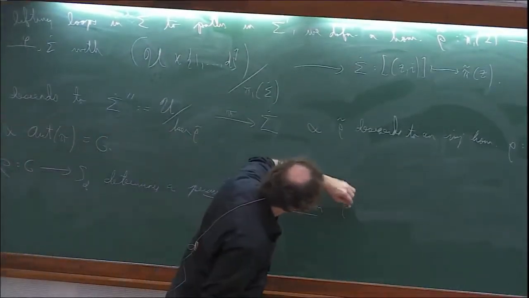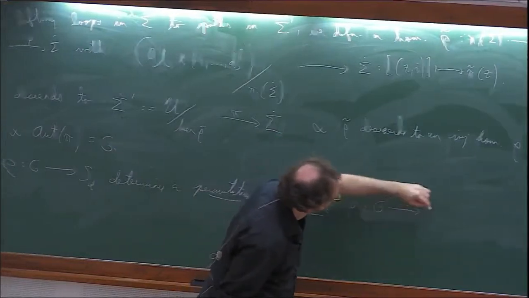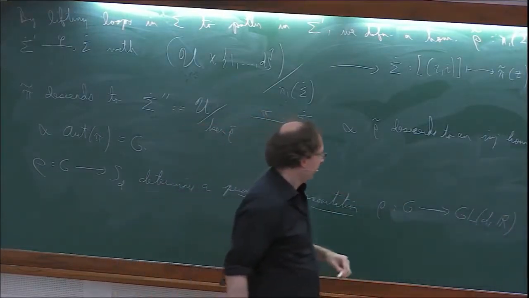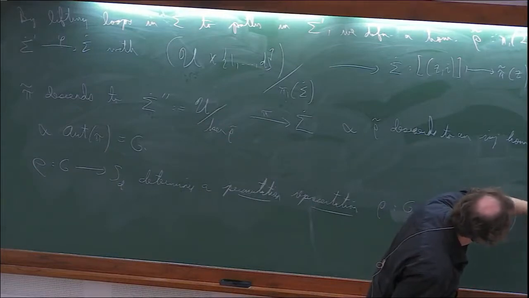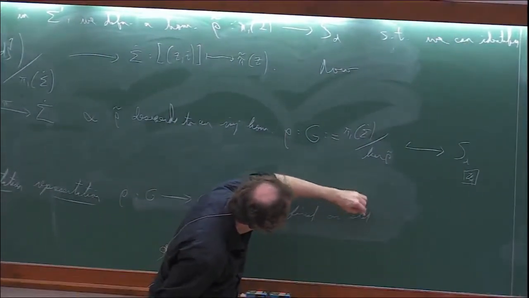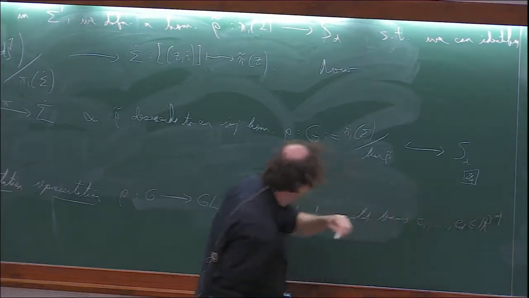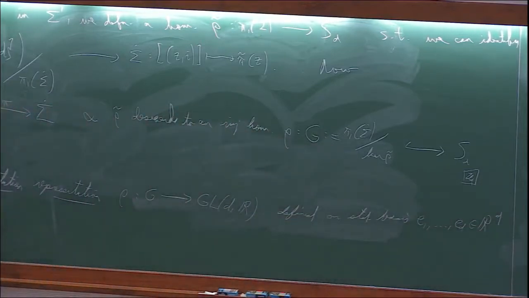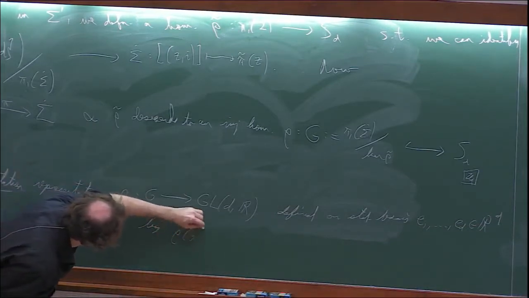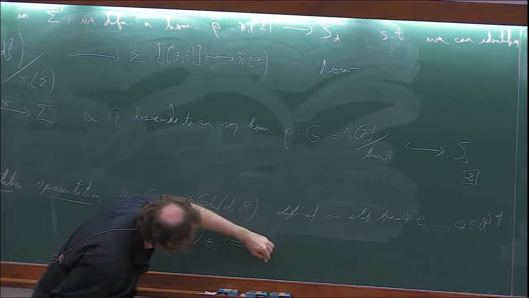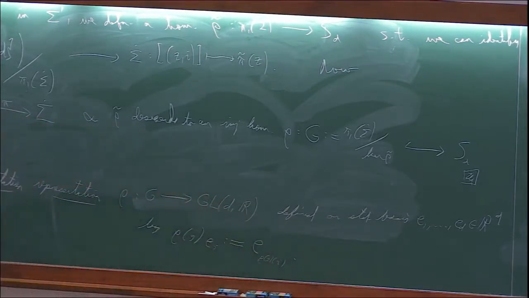Namely, I'll denote it also by rho, it's a homomorphism to GL(D, R), defined by, so we just have to say what it does to the standard basis vectors, e_1 through e_D in R^D. It permutes them according to this permutation given by rho. So rho of g acts on e_i by sending it to the basis vector e_{rho(g)(i)}. So it permutes the basis vectors. And there are various standard theorems in representation theory about this.